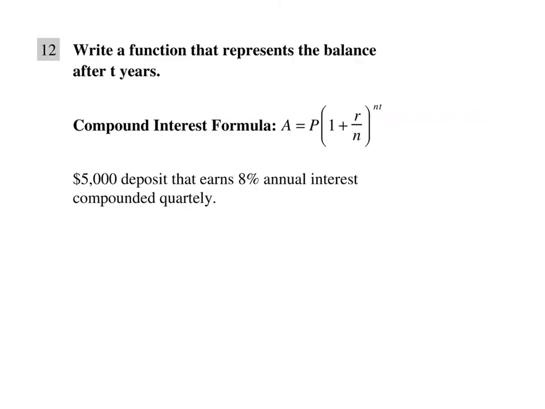Write a function that represents the balance after t years. Okay, $5,000 deposit, that's my principal, 8%. Rewrite that as a decimal. That's my R. And compounded quarterly. Quarterly means 4 times a year, so that means n is 4. So let's plug these values in.